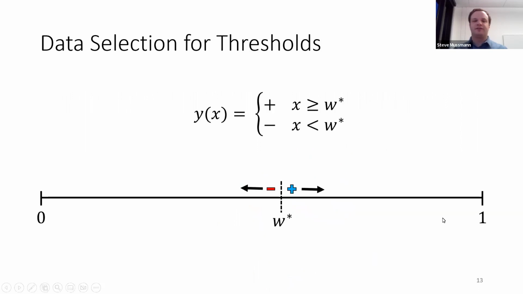So I want to instantiate this with one specific model to flesh this out. Imagine you have an input space of x's between 0 and 1, and a w star, which is some parameter between 0 and 1 as well. The label of a point is positive if x is greater than w star, so if it's to the right of w star, and negative if x is less than w star, to the left of it on this diagram.